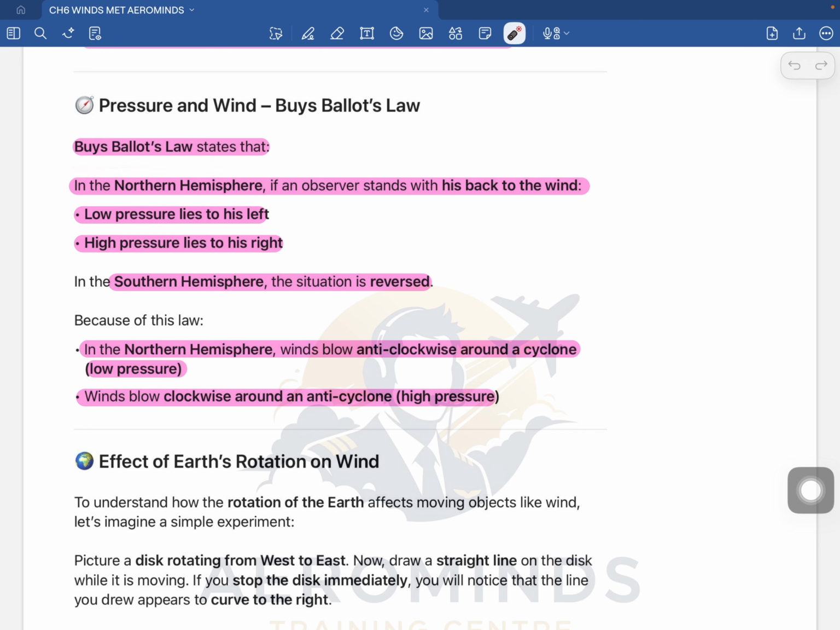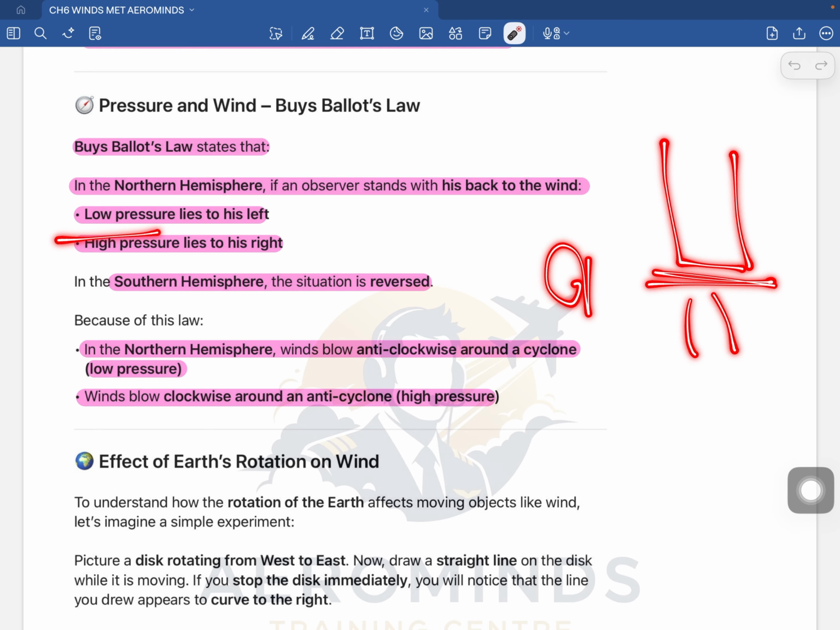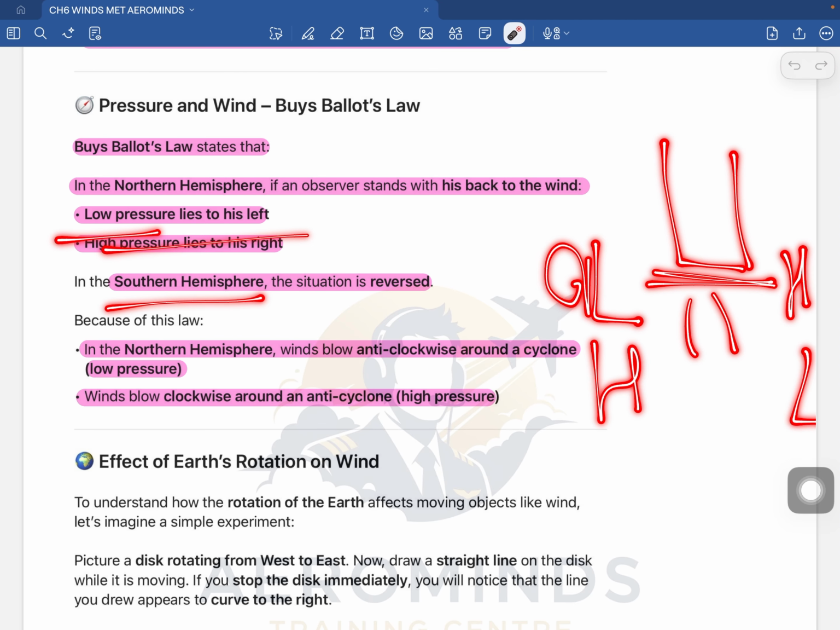Then comes the pressure and wind relation, which is Buys Ballot's law. So the law states that in the northern hemisphere, if an observer stands with his back to the wind, low pressure lies to the left, high pressure lies to the right. Okay, and in the southern hemisphere, both are reversed. So high here and low here.